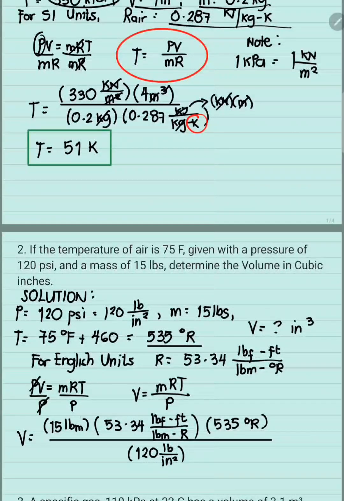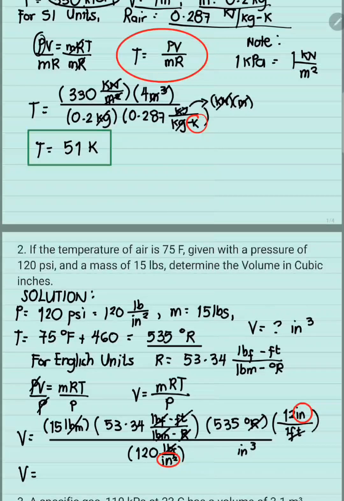So we can cancel pound mass. We can also cancel Rankine. We can also cancel pound force. And we are left with feet and square inches. So to get the cubic inches, we can convert feet into inches. So 1 foot is equal to 12 inches. So feet will be cancelled and we are left with inches. We are left with square inches and inches. So by multiplying, we can get cubic inches.